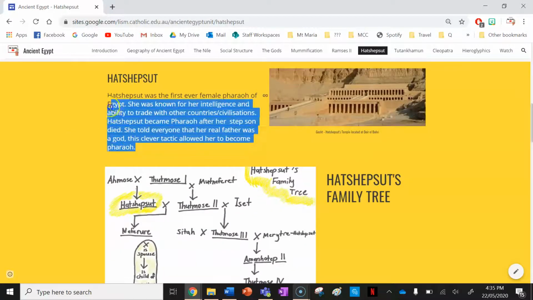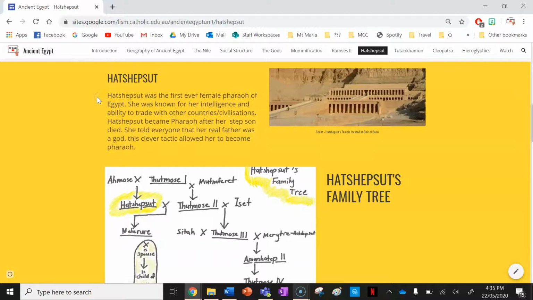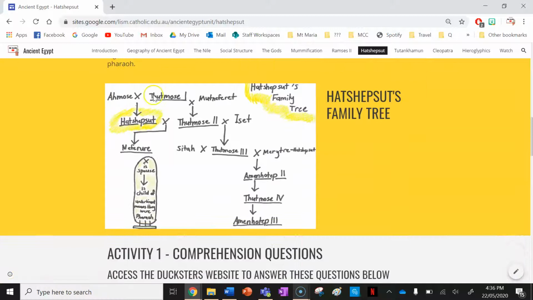After that, guys, I want you to write these notes in your book. Hatshepsut was the first ever female pharaoh of Egypt in her own right. She was known for her intelligence and ability to trade with other countries and civilizations. Hatshepsut became pharaoh after her stepson died, and then she told everyone that her real father was a god, and this clever tactic allowed her to become pharaoh. So write that down in your books.